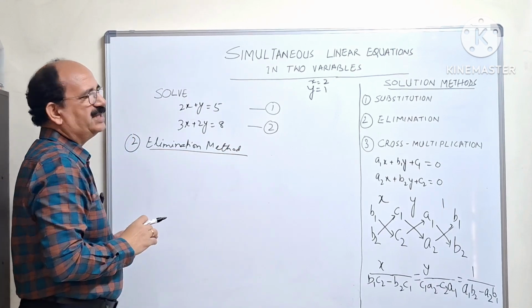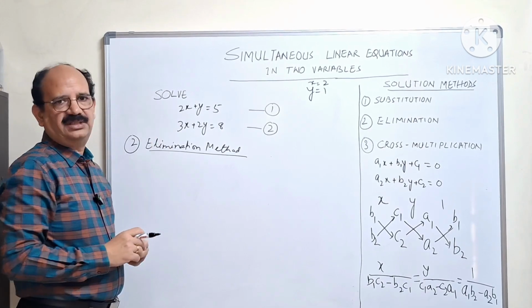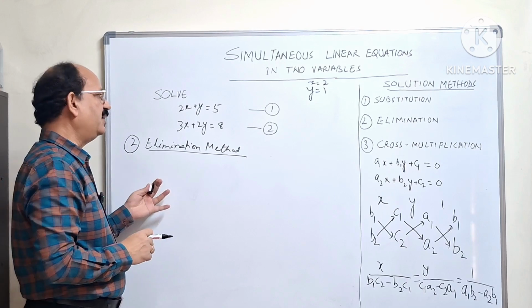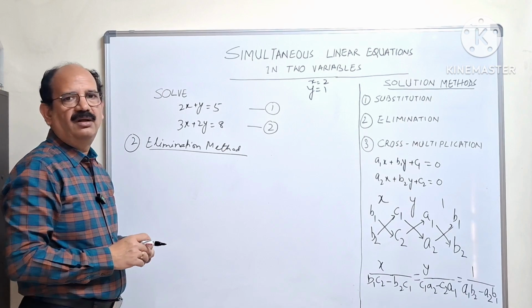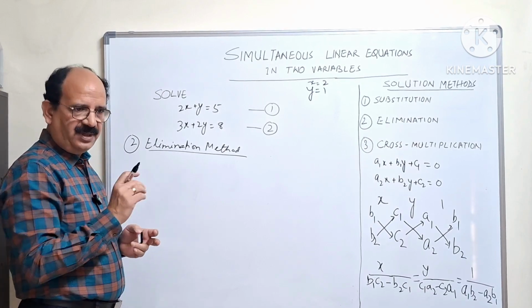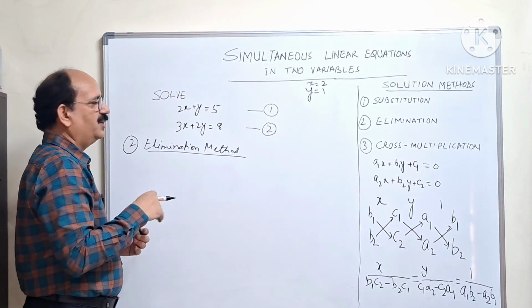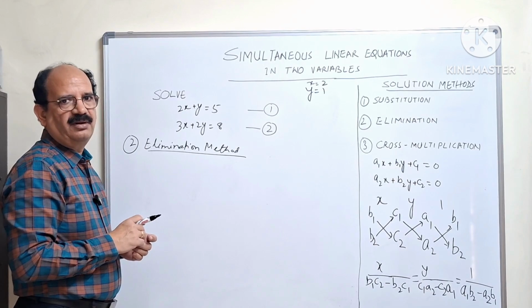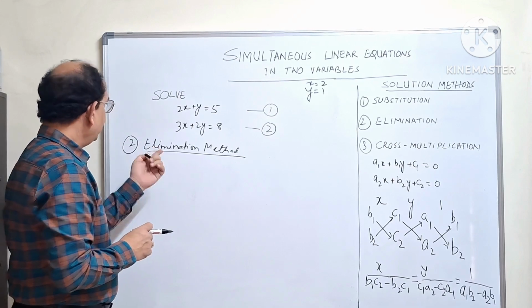So here in elimination method, the idea is to eliminate one of these variables, so that the resulting equation is only in terms of one variable, and then you will be able to solve for that variable's value, and using that you can get the value of the other variable. Okay, let's try that elimination method.